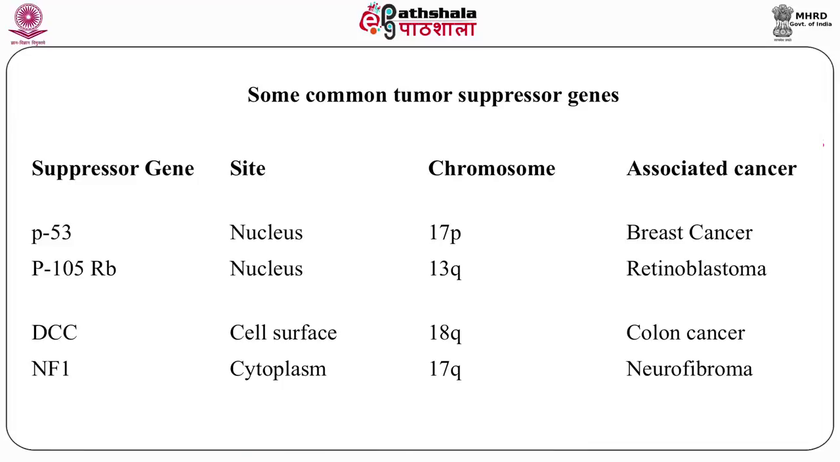Similarly, there are some common tumor suppressor genes. For example, suppressor gene P53. It is in the nucleus of a cell on chromosome 17p. The suppression of this gene is associated with breast cancer. Similarly, suppressor gene P105RB, its location is in the nucleus on chromosome 13q, attributable to retinoblastoma. Suppressor gene DCC, where is it located? Surface of the cell on chromosome 18q. And it is attributable to colon cancer. Suppressor gene NF1 is located in the cytoplasm, chromosome 17q, and the associated cancer is neurofibroma.